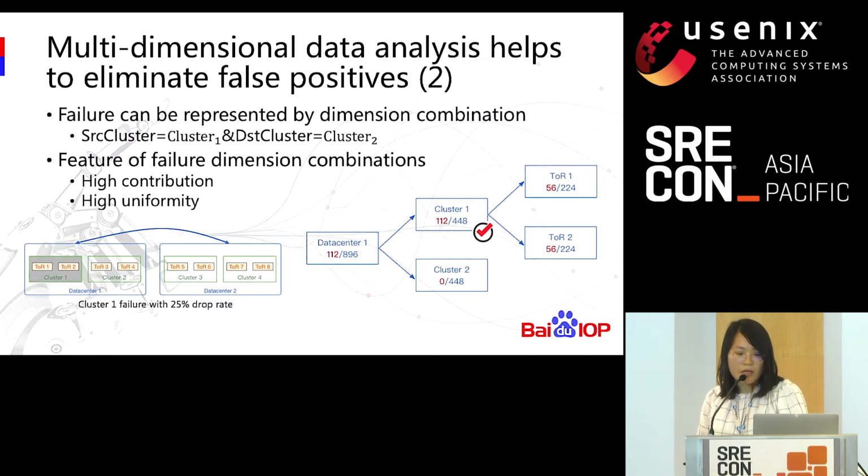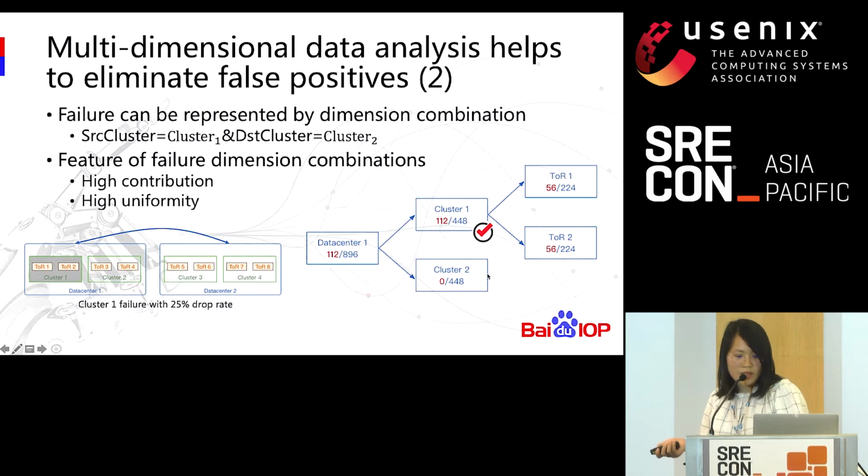Failure dimension combination should meet the following requirements: high contribution and high uniformity. High contribution means most drops are concentrated here, and high uniformity means drops are uniformly distributed in this dimension combination. Multidimensional data analysis is to find the dimension combination that fulfills the requirements. A little abstract. Now I will illustrate the feature with the cluster 1 failure I mentioned.